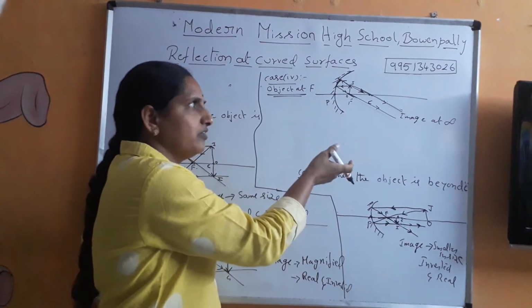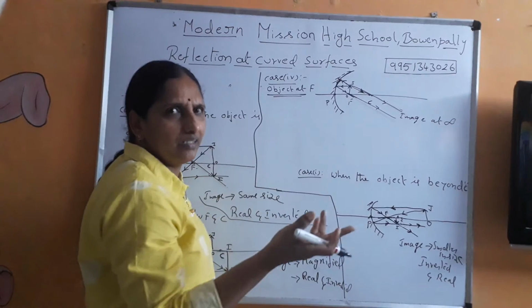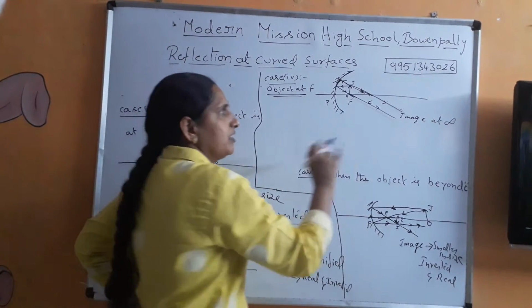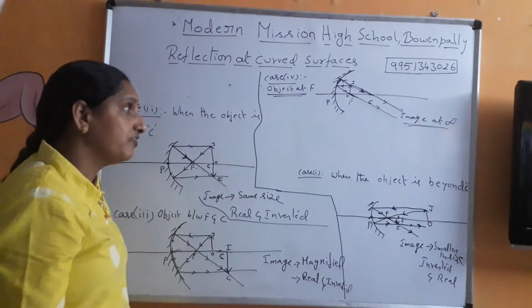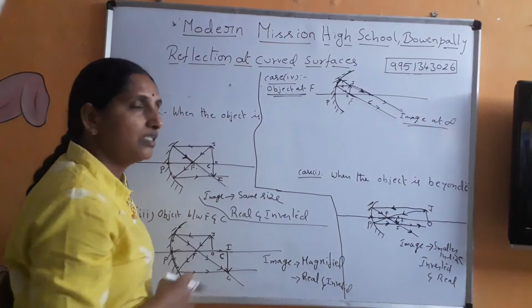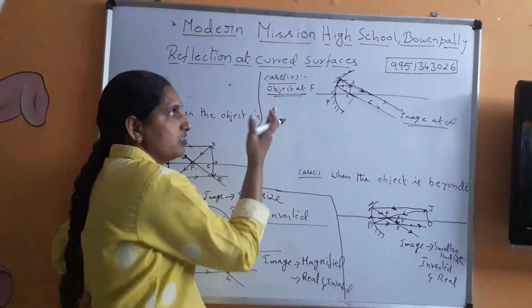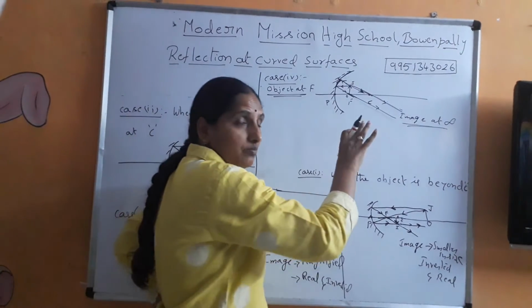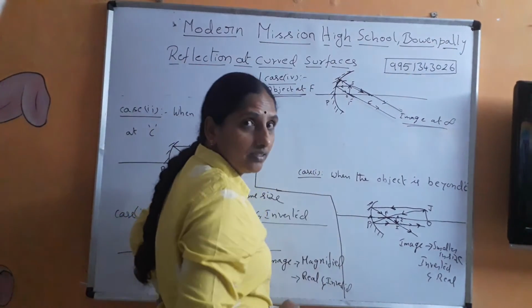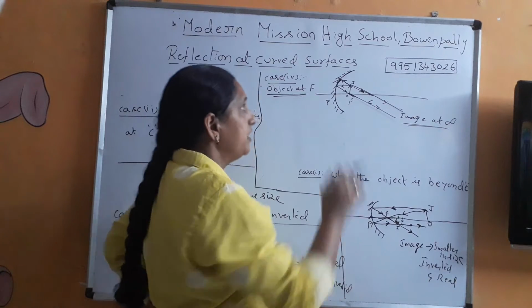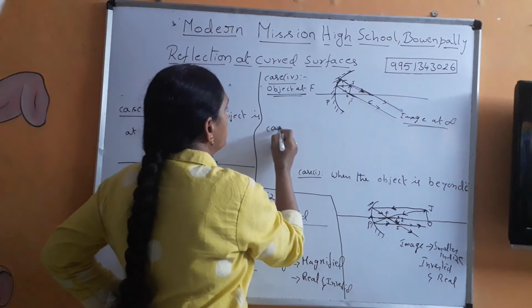But from symmetry you can feel that it is again inverted and real. It is supposed to be. Right? But I conclude it as image at infinity. You get a magnified image at infinite distance. You can't capture the image here anywhere, because you can't take the screen to infinite distance. Right? Now, case 5.